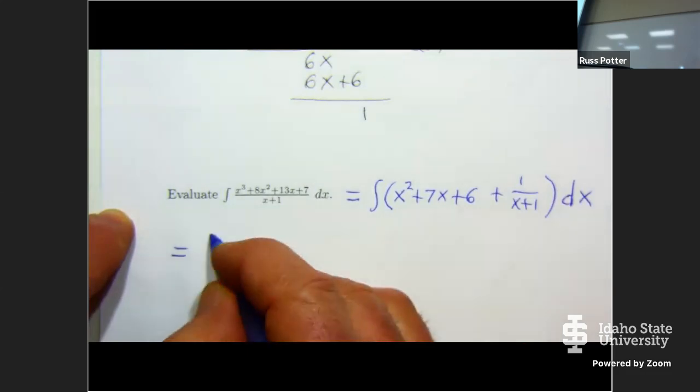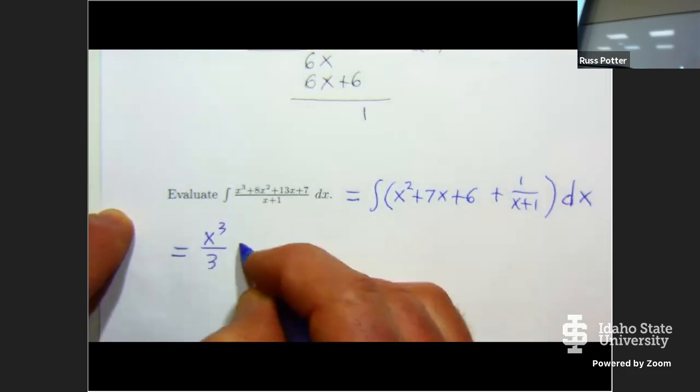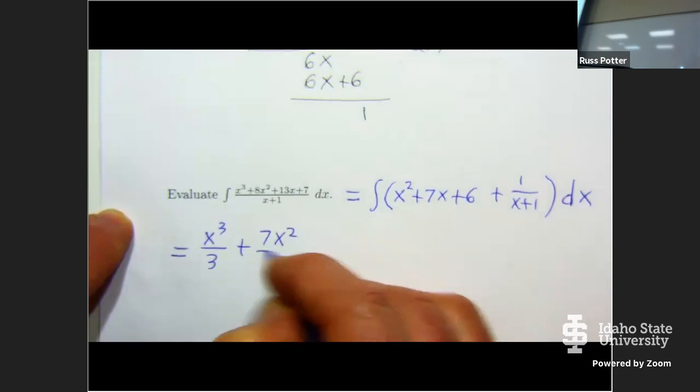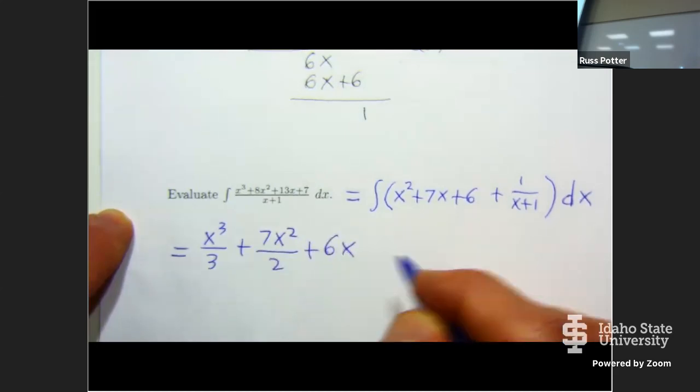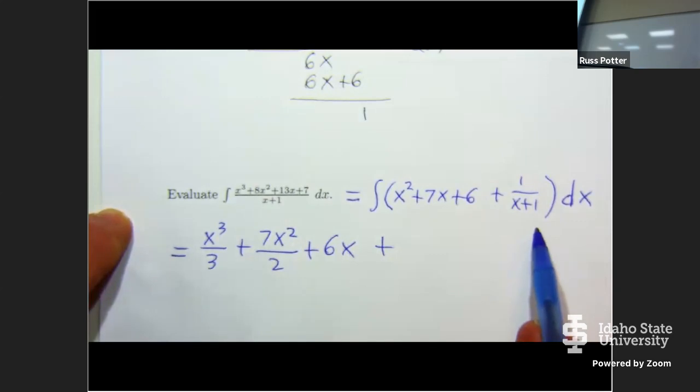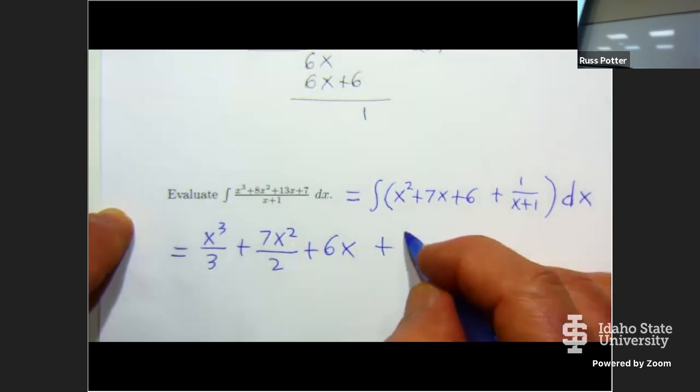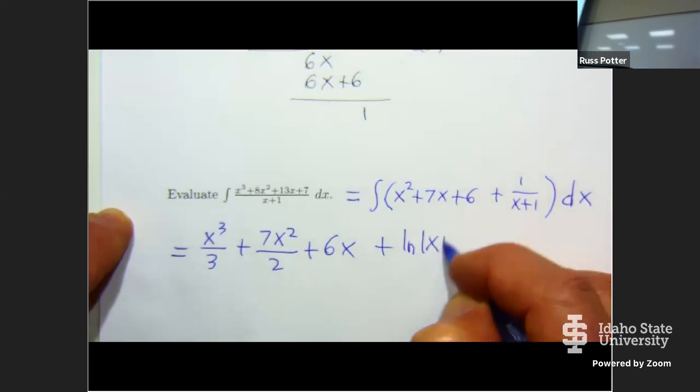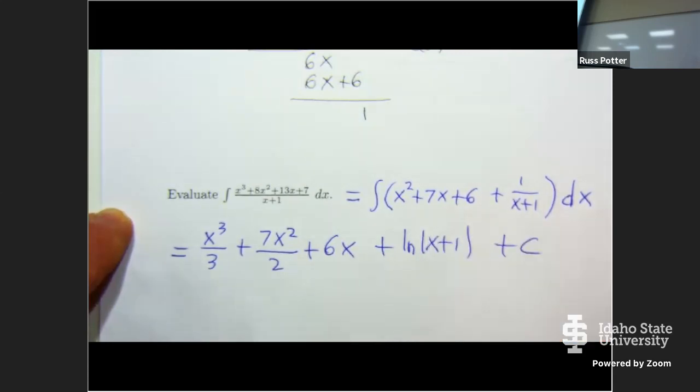So the answer is x to the third over 3 plus 7x to the second over 2 plus 6x. And then the indefinite integral of 1 over x plus 1 is the natural log of the absolute value of x plus 1, and then plus a constant. Okay, the next page. So that's the introduction, just to show you the usefulness of the partial fractions method.